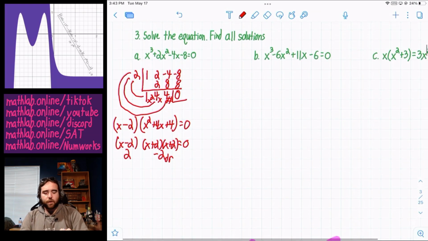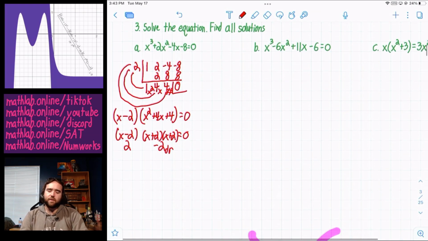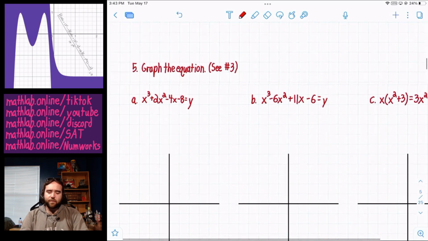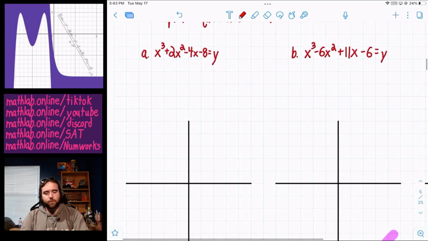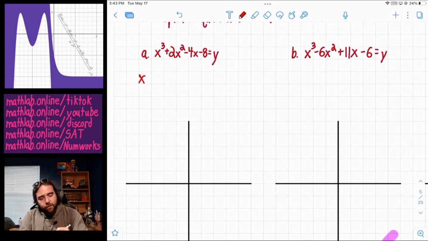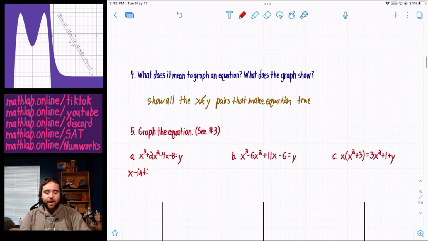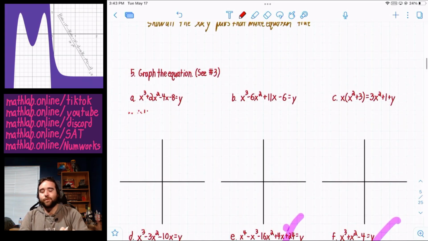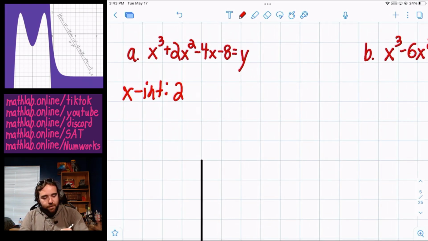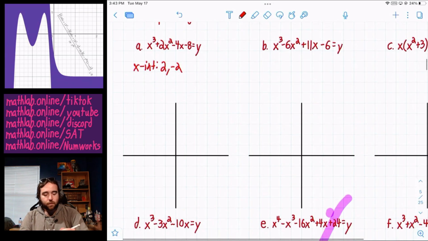And we're going to jump through here. We're going to do number 3 and 5 at the same time. So let's do number 5, because number 5 is the same. We're just graphing it. So what did we just find? We just found our x-intercepts. 2 and -2 double root. I knew they were 2 and -2, I just didn't remember which one was the double root. So -2 is the double root.